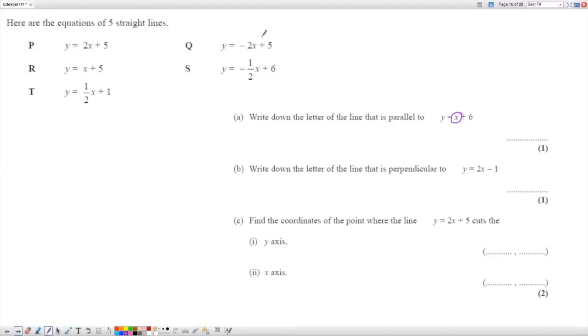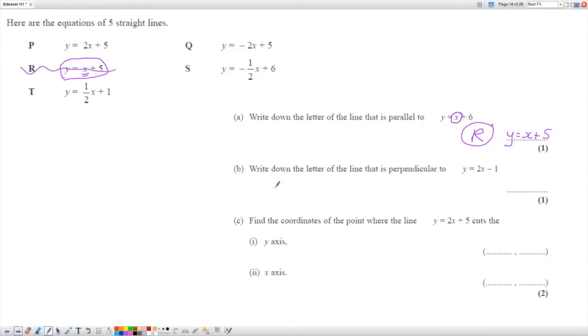So we've got to find something that's got the same: -2, -half, half. So here we have the same part for x. Doesn't matter about the 5 and the 6. The number in front here of the x. So that's our equation, letter R. So we can cross that one off, that won't be used again.